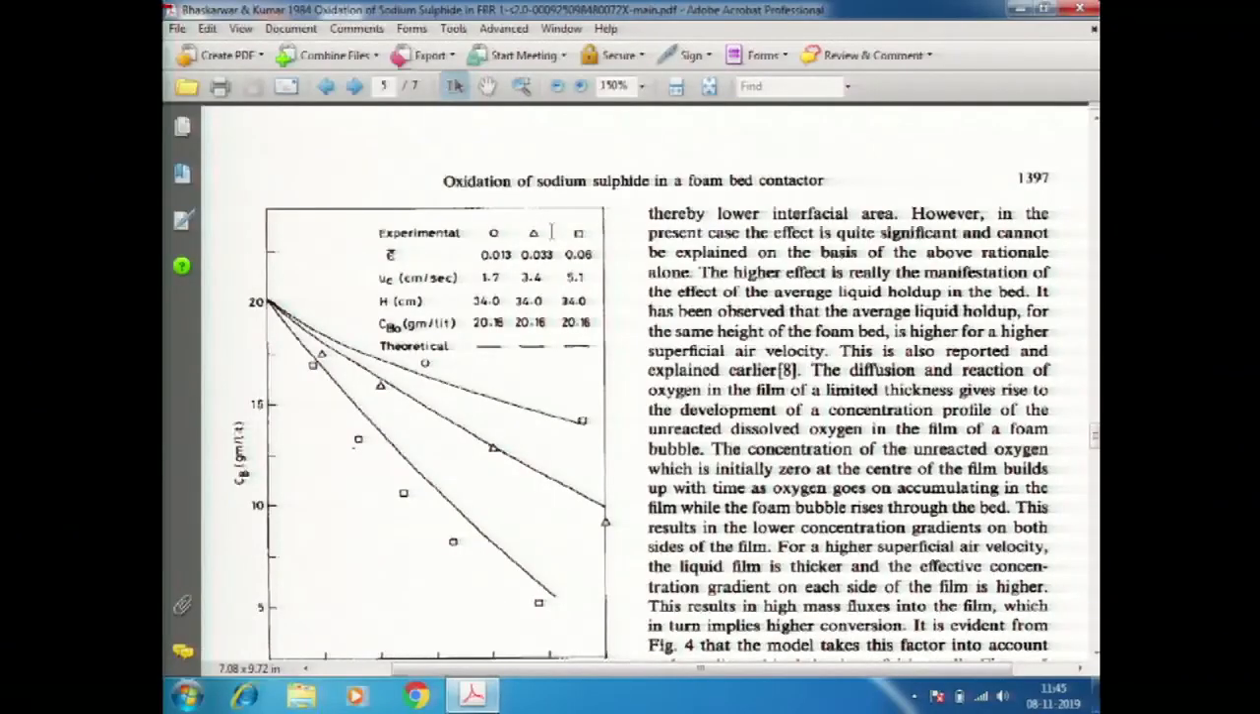So, we said let us do a simulation which experiment can never tell you anything about. Experimentally, we can't increase the airflow rate and keep liquid film or liquid holdup fixed. There is no way you can keep the liquid holdup fixed. So, film thickness cannot be kept same. But in the model, we can fix the epsilon bar. We can make it independent of UC and increase UC and see what happens.